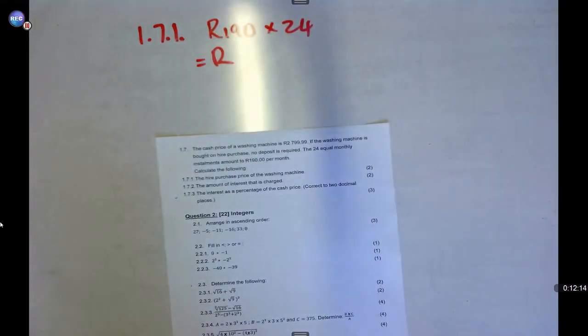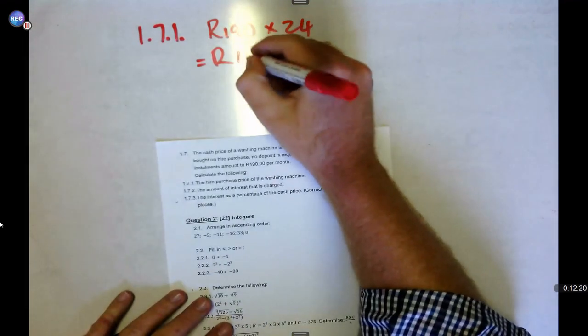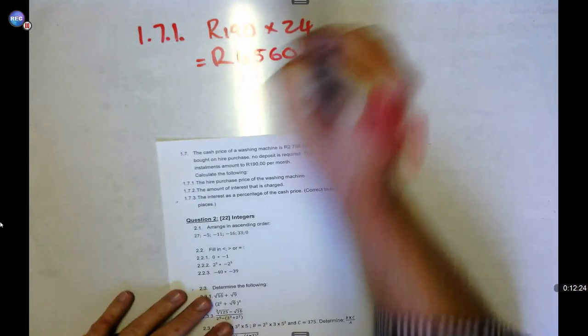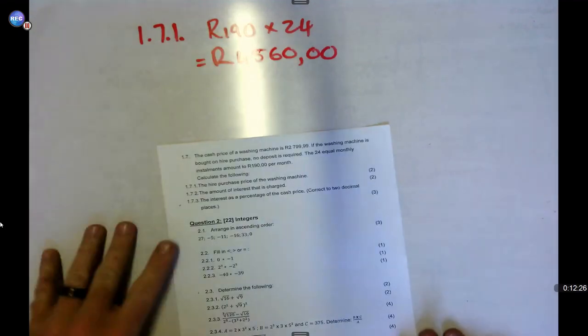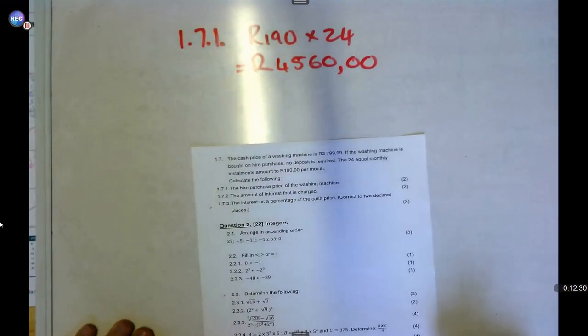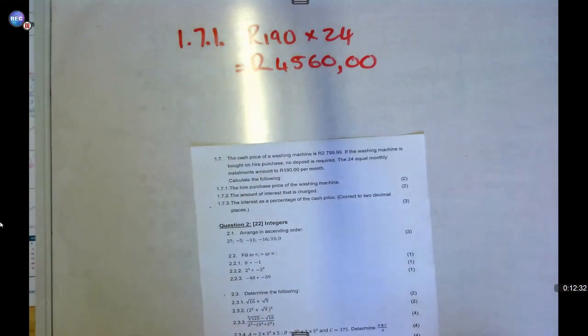So 190 times 24, and that would give me 4,560 Rand. So 4,560 Rand that I'm paying for the washing machine, if I do it on equal monthly installments on a hire purchase.